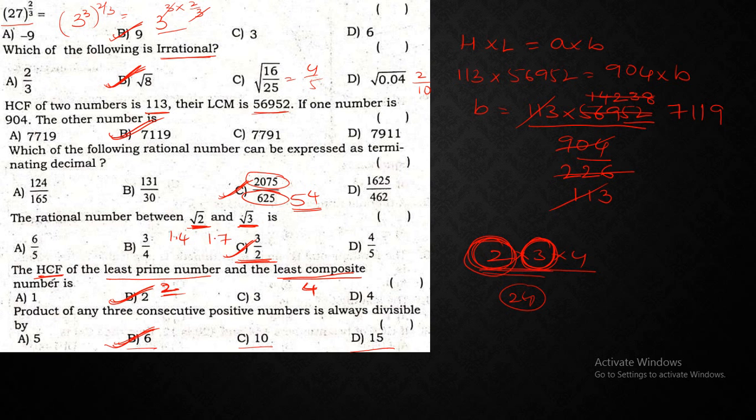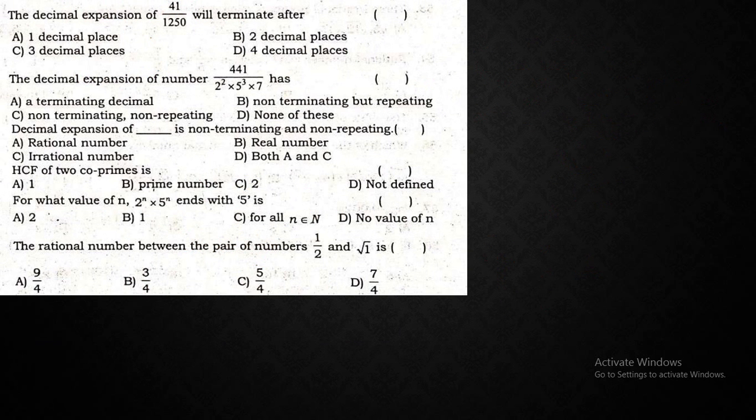So always do remember, when you consider the product of any three consecutive positive numbers, then it is always divisible by 6, because every three consecutive numbers contain one multiple of 3 and one multiple of 2. Okay. Next, moving on to one more question.